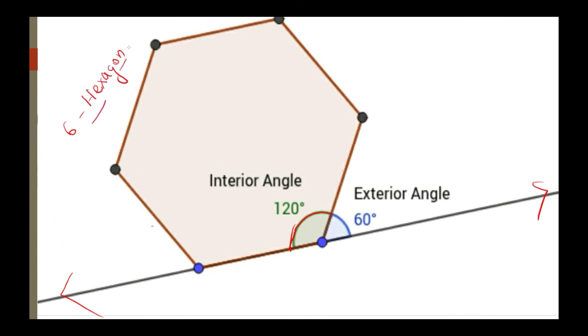In this hexagon, 120 degrees is the interior angle because it is inside the polygon. 60 degrees is the exterior angle because it is lying outside the polygon. See, it is lying outside the polygon. This is the exterior angle and this is the interior angle.